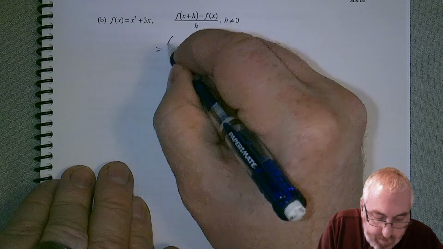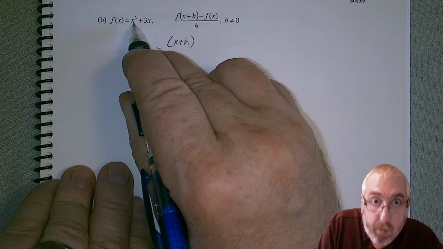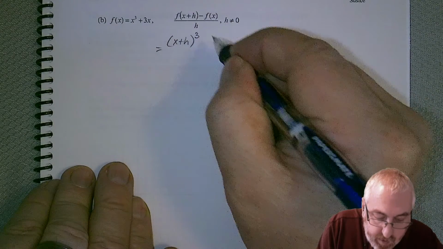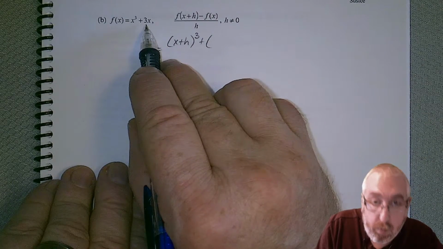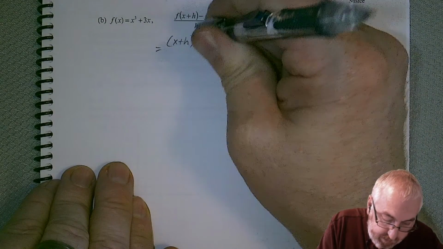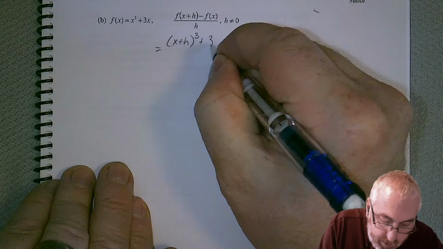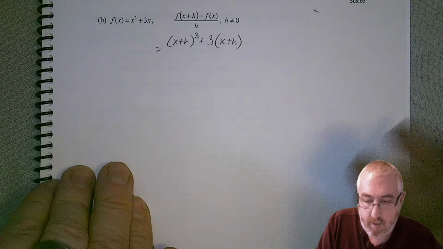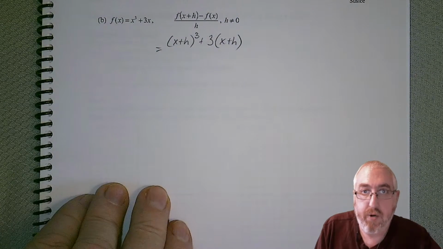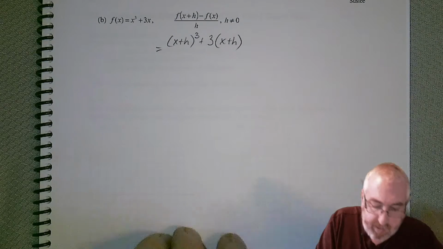Well, x plus h we want to keep in parentheses, but the first thing we've got to do is cube it. And then we want to take, whoops, make sure we don't forget that 3. So we need a 3 times our new input of x plus h. So there's f of x plus h. Now we've got to subtract f of x.